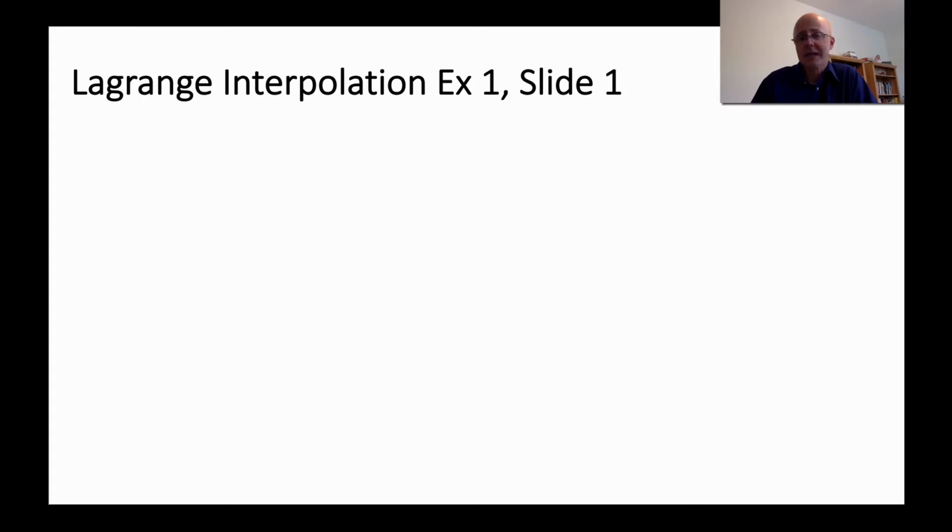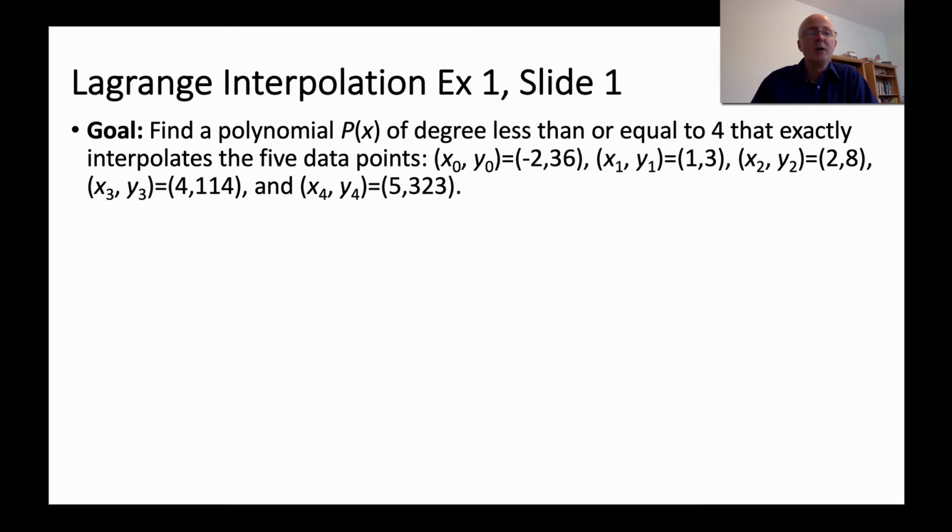All right, let's get into example 1. This is slide 1 for example 1. Our goal is to find a polynomial, p of x, of degree less than or equal to 4. Now, it's within the realm of possibility when you've got 5 data points like this that the degree could be less than 4, though that's not likely, okay? That would be a very rare thing to happen. In all likelihood, it's going to be degree 4, and in fact, I've made it so it will be degree 4. It interpolates these 5 data points that you see here.